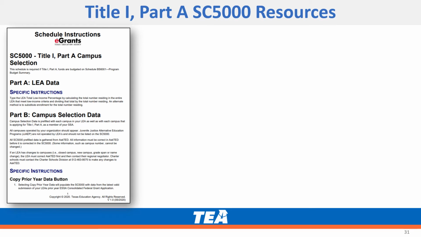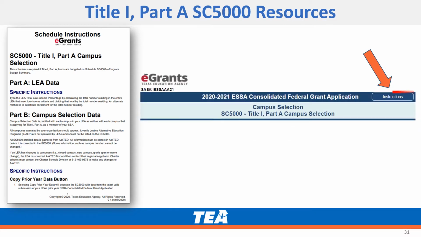The second resource is the schedule instructions for the SC5000. The instructions can be accessed from the eGrants application system. When you open the SC5000 in eGrants, the instructions button can be found in the top right-hand corner. If you click on that button, the instructions document will open.